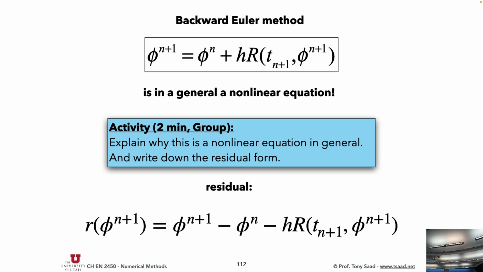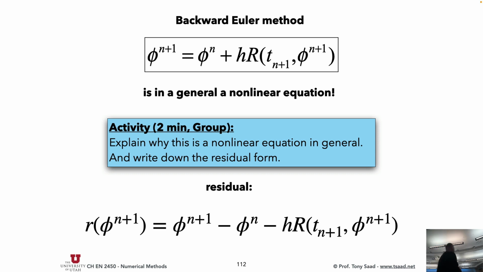Yeah, but this is the definition of the residual equal to 0, right? Yeah. So now our residual function is phi n plus 1 minus phi n minus delta t times the right-hand side at n plus 1. And the beauty of this is that now you can write this for any right-hand side. You can write the backward Euler for any right-hand side.